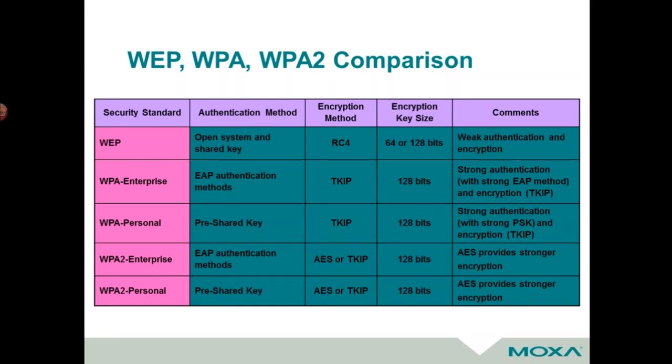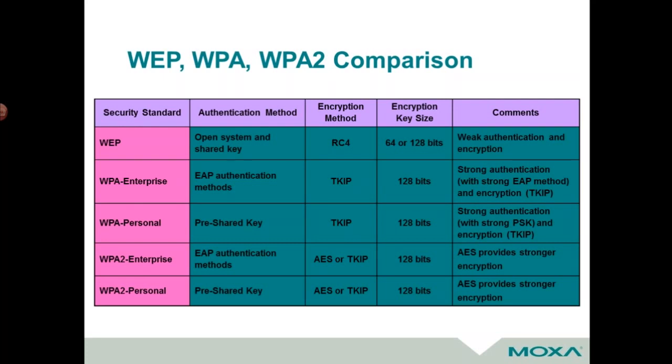WEP was kind of the first one that was created. It's a very legacy standard. It's not one that we recommend you use nowadays because if you have somebody who knows what they're doing, it's easy for them to be able to see the key and break into your network in a matter of seconds. So it's certainly better than nothing, but if you have either of the WPA options available to you, those are definitely the ones that you want. WPA was created to address the deficiencies in WEP. It's a much better security standard. And then even better than that is WPA2, which is what we recommend you use if you have the option available to you.